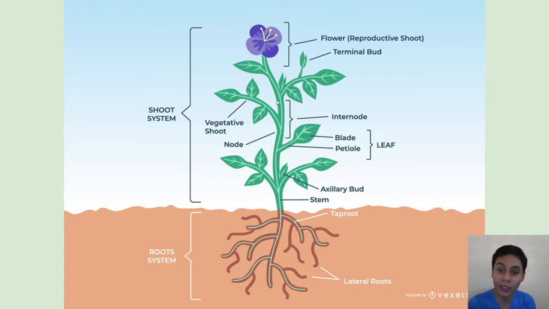So particularly in your shoot system, we have the flower, the reproductive organ. We have the leaves, the photosynthetic organ, which includes the blade of the leaf and the petiole or the leaf stalk. We have the internode, just basically the part of the stem between the axillary buds or the leaf or the branches. We have the nodes themselves, which are basically where the axillary buds or the branches come out of the main stem. And of course, we have the stem itself, the main trunk or stem of the tree or plant, right?